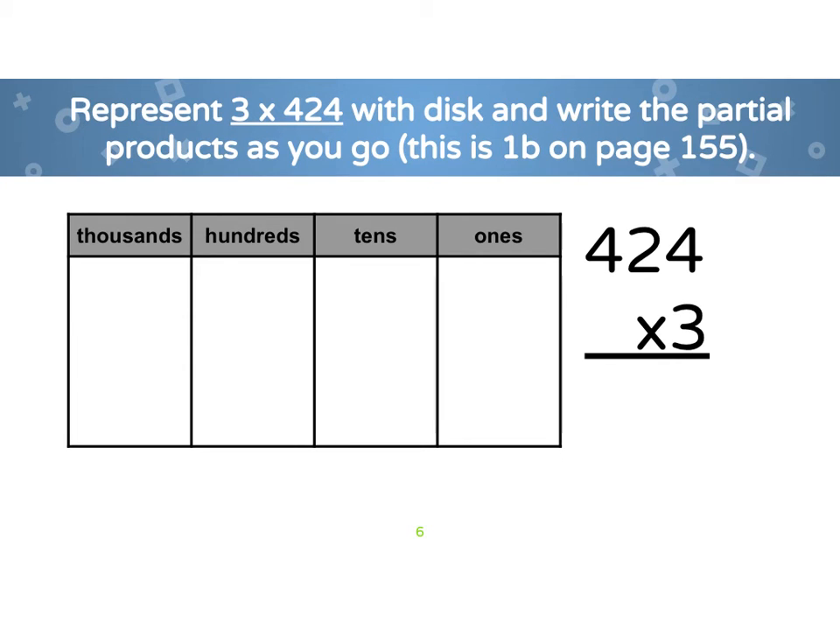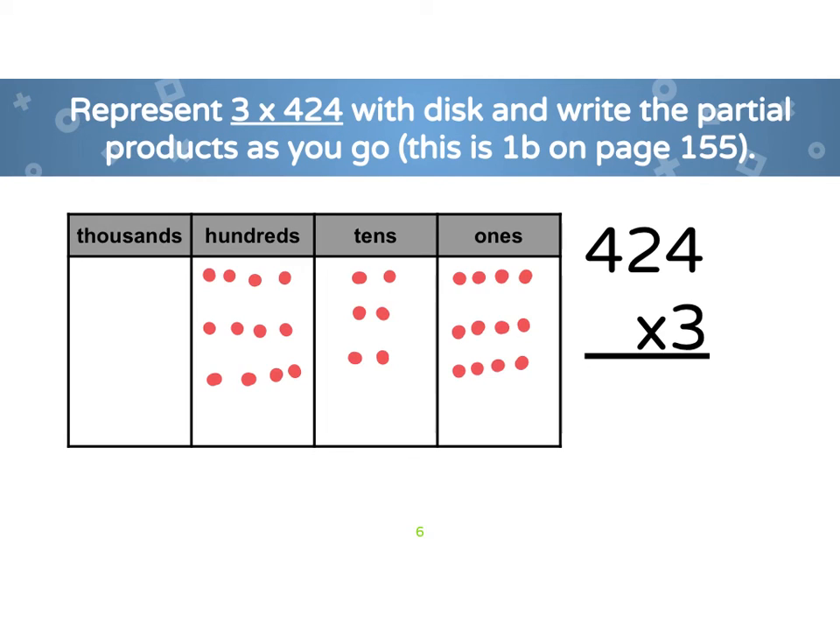Okay, so I know this partial product is very, very new to you, so I want to really help you. So this is problem 1B on page 155 of your homework in your Succeed book, and I'm going to walk through it with you. So first, let's put 424 on our place value chart. Let's put those discs on there, and let's multiply it 3 times, or make 3 groups. Okay, I did 424 3 times, and it looks like I'm going to have to do some regrouping.